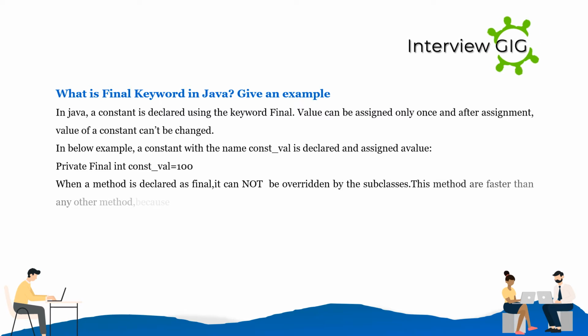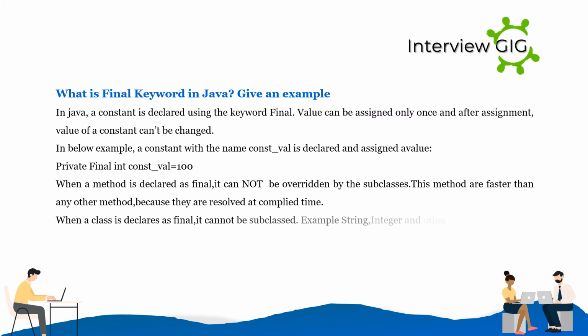When a method is declared as final, it cannot be overridden by the subclasses. These methods are faster than any other method, because they are resolved at compile time. When a class is declared as final, it cannot be subclassed. Examples are String, Integer and other wrapper classes.